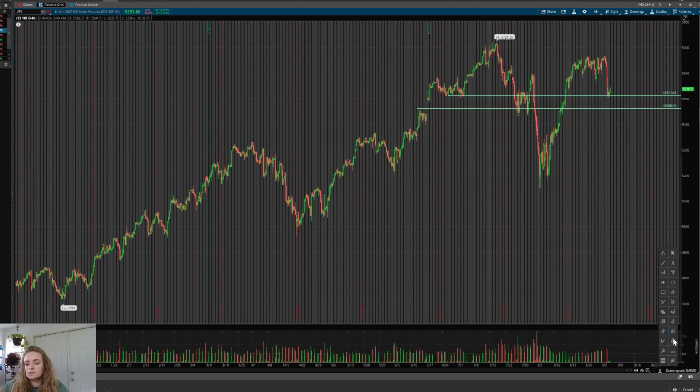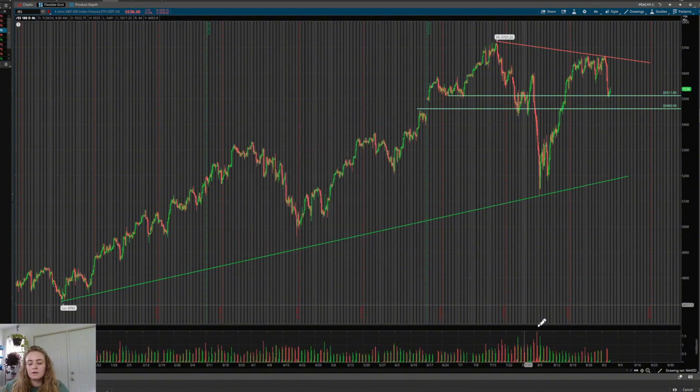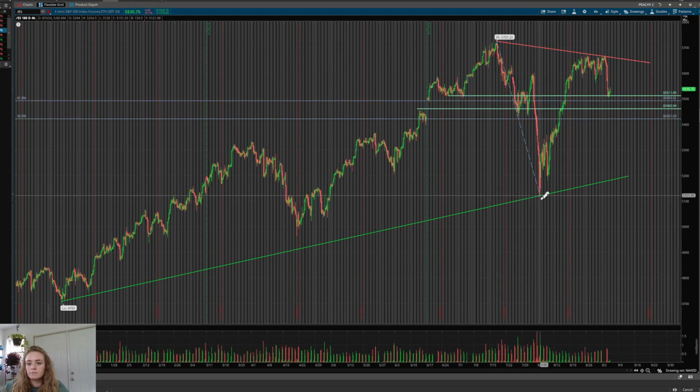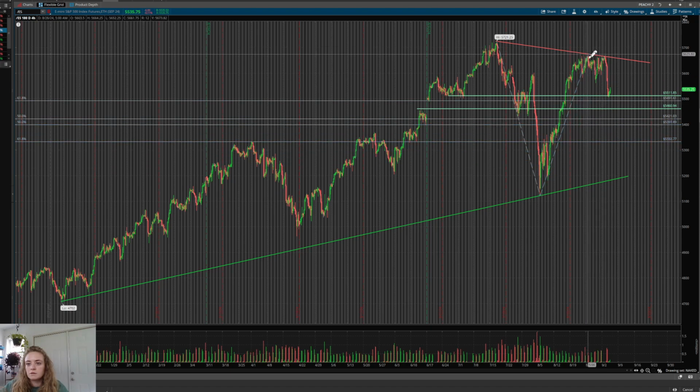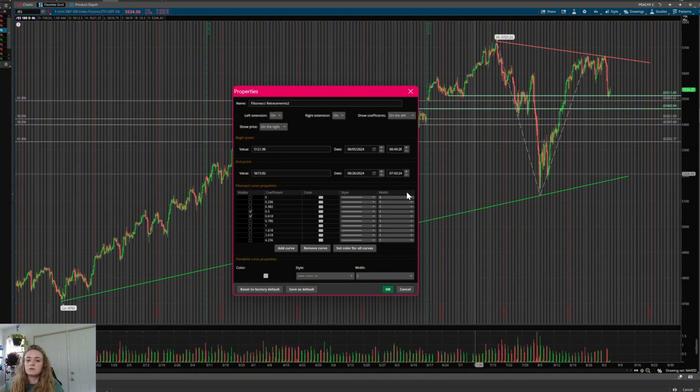So I am going to come here, do my trend lines, try to make this as quick as possible. And I'm going to do my fibs. Again, doing these the same way. I don't like when these are the same color. This is kind of a downside target, so we will make this red.